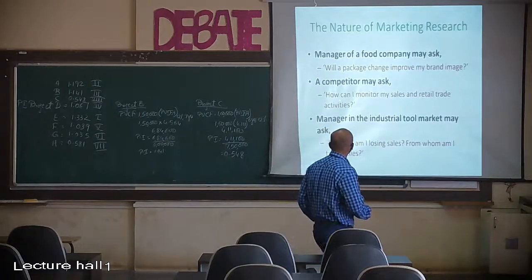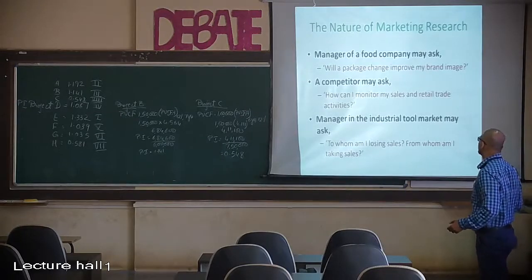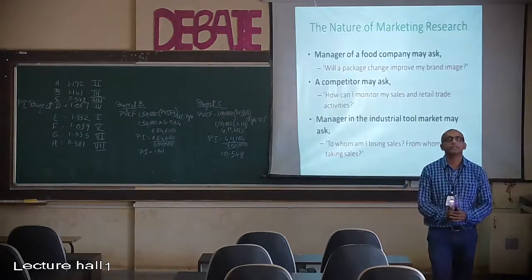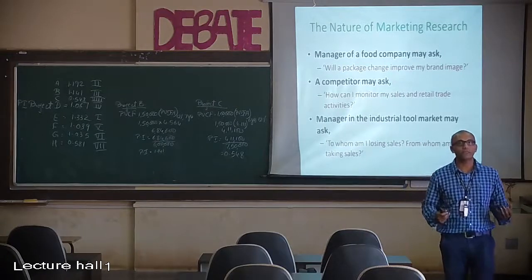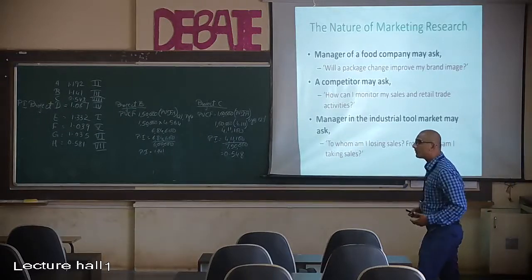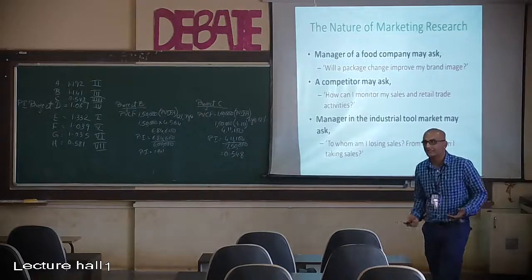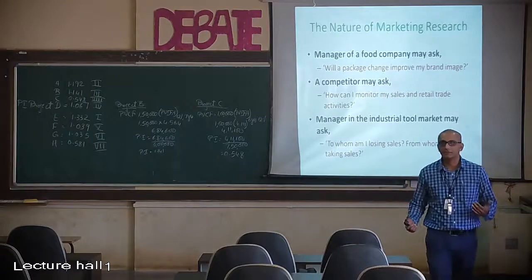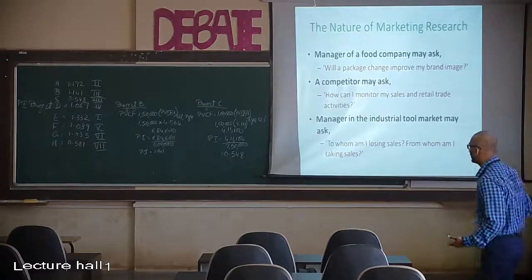Then another question could be like, a competitor may ask, how can I monitor my sales and retail trade activities? What are the ways by which I can monitor? How do I get to know if my sales are better than my competitors or not? And that is possible using marketing research. Basically these sales executives would get in touch with the retailer, and the retailer will pass on the intelligence whether the competitors' products are moving faster than yours, or your products are moving faster than the competitors', and things like that.